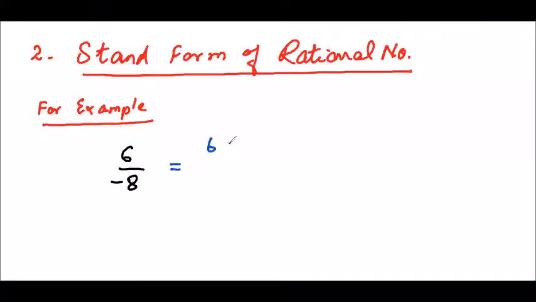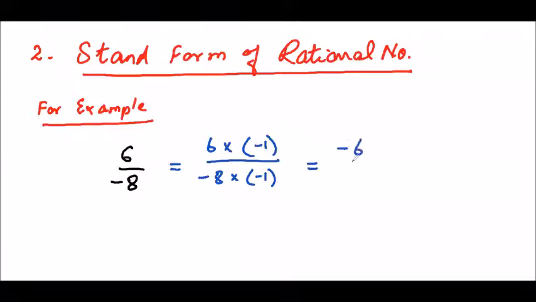Multiply numerator with -1 and denominator with -1. We will divide and multiply with -1. Now it will become -6 and +8. This is step 1. You will remember only 2 steps.